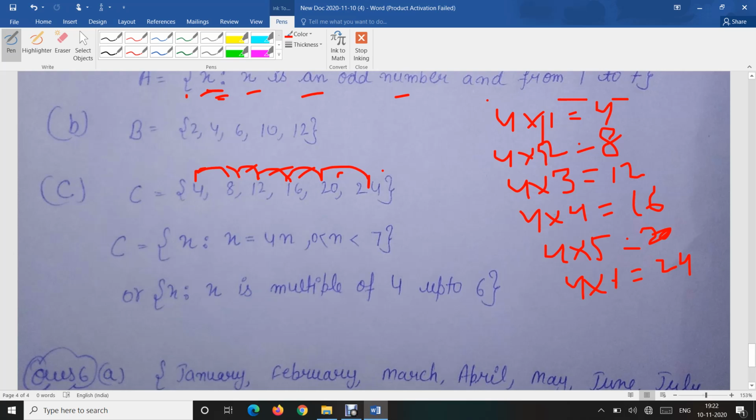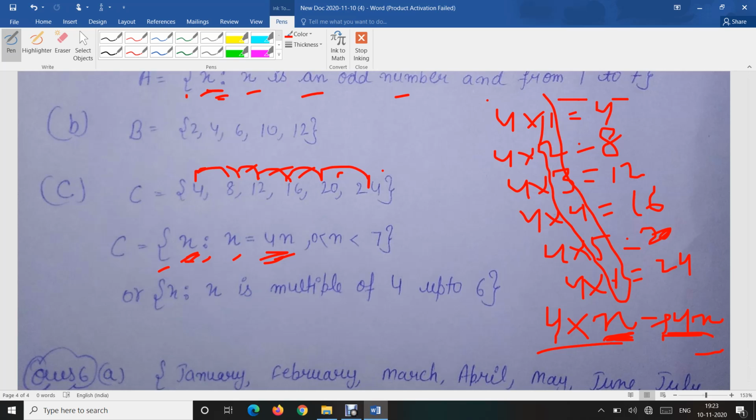That means these are the natural numbers 1 2 3 4 5 6. And there is one more thing, that we can write it as 4 multiplied by n. We can put any value at the place of n. It can be 1 2 3 4 5. So simply we can write it as 4n. So set of all x such that x is equal to 4n, but n can be 1 2 3 4 5 6 7 8 9 10 11 12 13 14, anything.